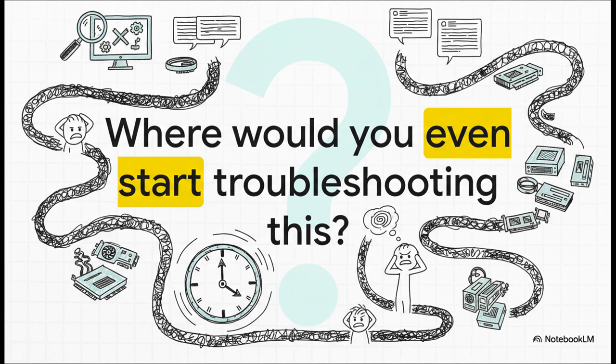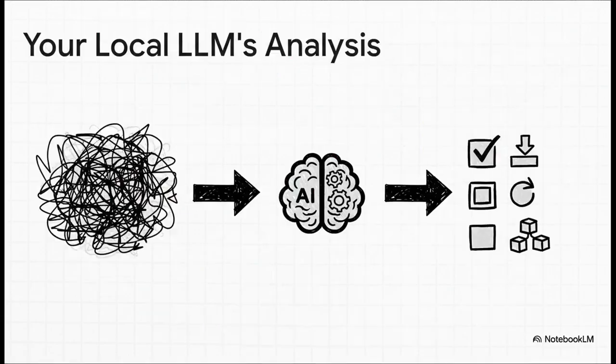For most people, the next step is that frustrating dance of copying and pasting this thing into a search engine, clicking through dozens of ancient forum posts, and just praying you find someone with the exact same problem. It can take hours. But now, with your local AI, you just paste in that whole ugly error log, and in seconds, it just cuts right through the noise and gives you a clear, actionable plan.